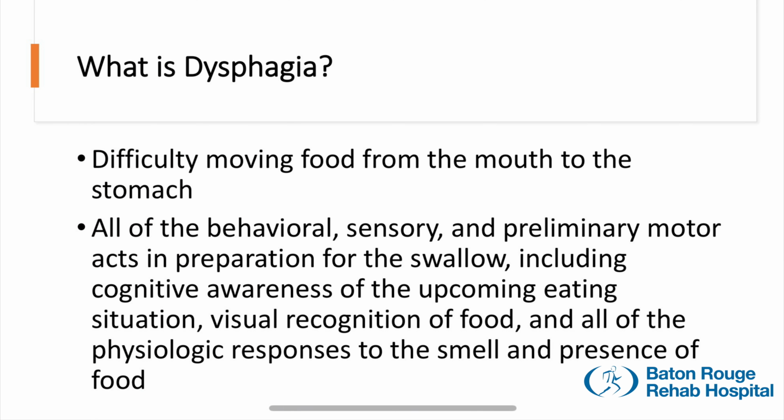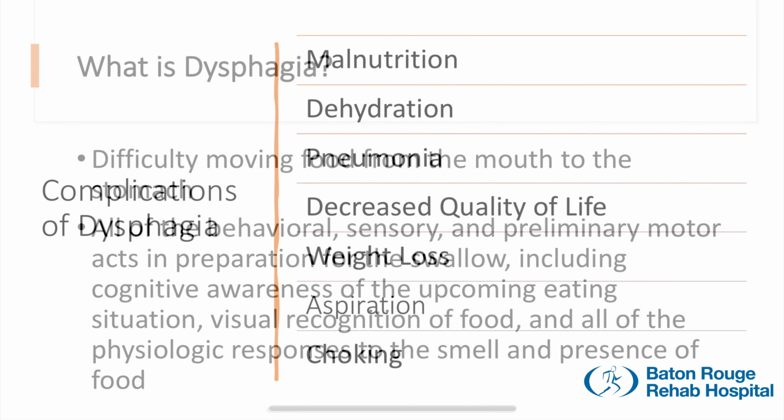So what exactly is dysphagia? At a very basic level, dysphagia is defined as difficulty moving food from the mouth to the stomach. A recent expansion of that definition includes all of the behavioral, sensory, and preliminary motor acts in preparation for the swallow, including cognitive awareness of the upcoming eating situation, visual recognition of food, and all of the physiological responses to the smell and presence of food. So, swallowing is a much more complex process than maybe initially thought.